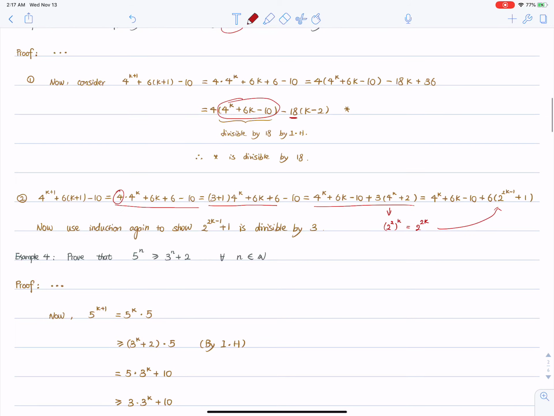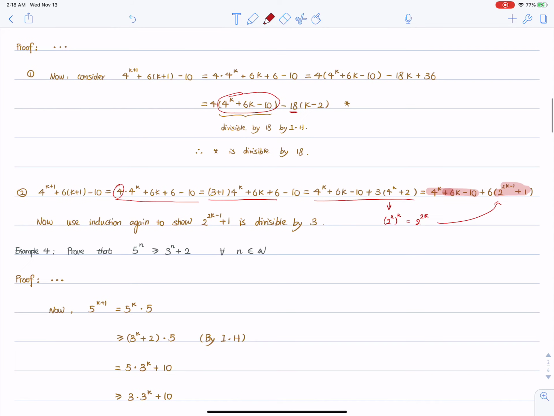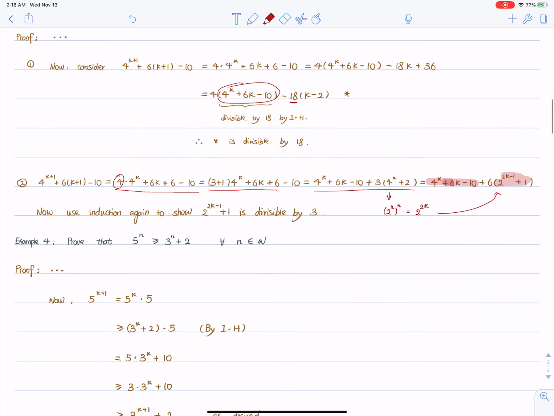We can factor out 2 and you'll get that. When you reach this, you notice that this whole thing is divisible by 18 by our hypothesis. But we need to show this whole thing will be divisible by 18 as well. To show that, we need to show this part is divisible by 3. For you, there is only one way to show it, which is to use induction again. So just apply induction on k again to show that it's divisible by 3, which works as well.